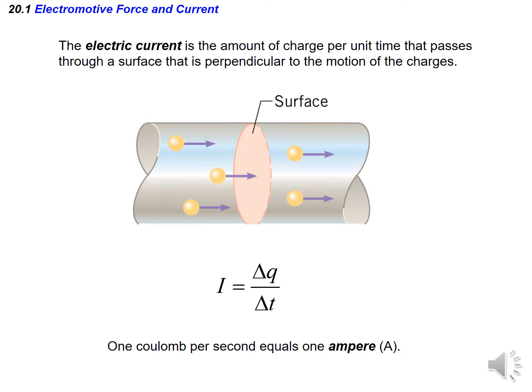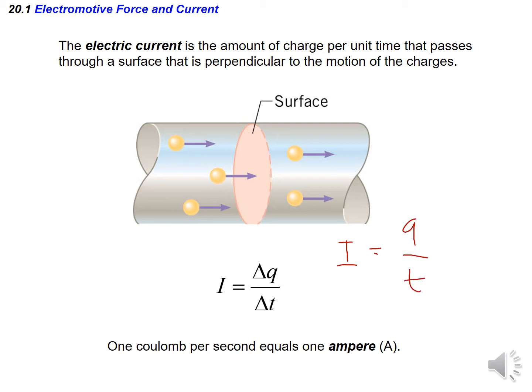So electric current is the amount of charge per unit time that passes through a surface that is perpendicular to the motion of the charge. The formula is simply current is equal to the change in charge divided by the change in time. So simply we can write the value for current as I is equal to Q divided by time.